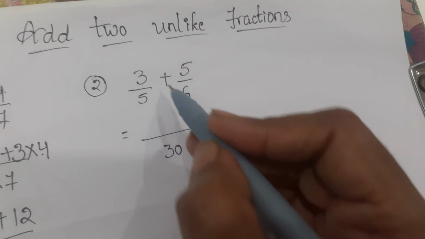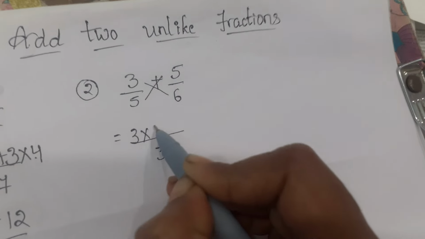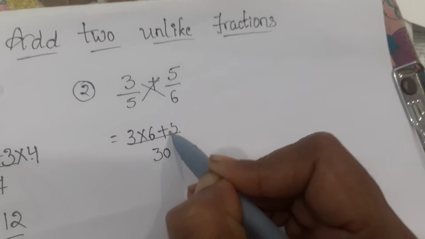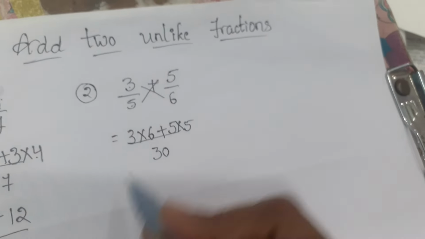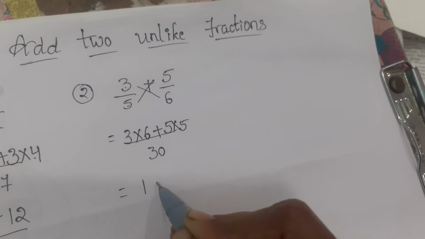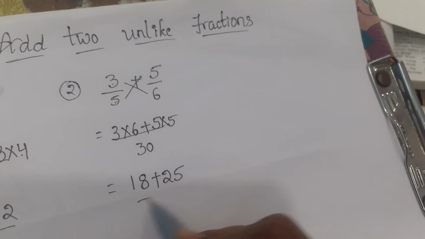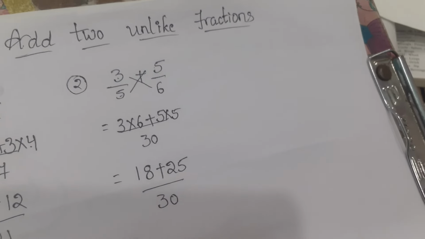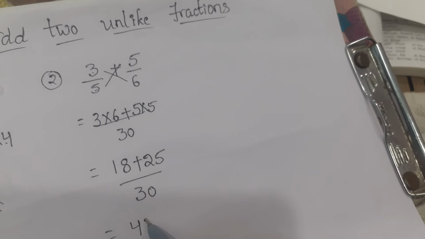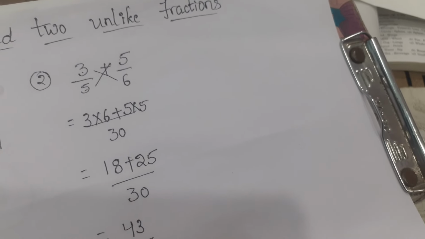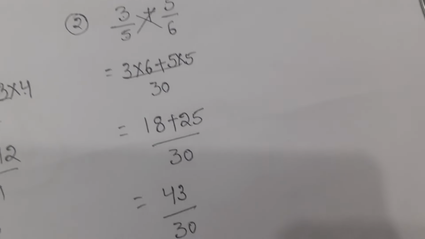Next, after that, you have to cross multiply. 3 into 6 plus 5 into 5. This one into this one plus this one into this one. 3 6s are 18 plus 5 5s are 25, by denominator 30. 18 plus 25, 43 divided by 30. Now the fraction is 43 by 30.